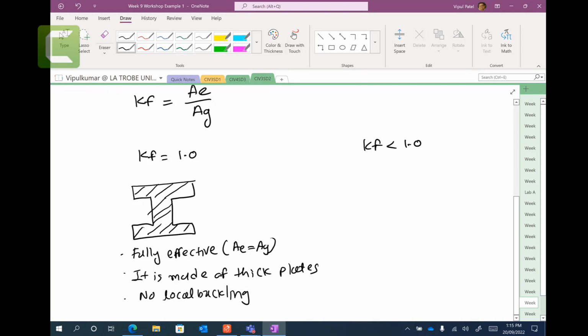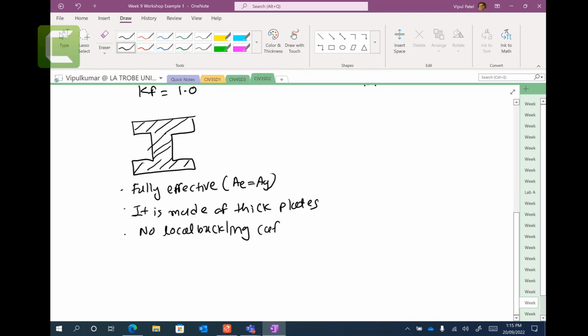Local buckling will occur. You can't avoid it. You can't make sections which are fully rigid, but the buckling should occur after yielding, and that's what we want. We want to yield the section first, and then the buckling occurs. You can't say that I have steel members which will not deform. It will buckle, like you have seen in the lab. But the buckling will happen after yielding. We want to utilize the materials, meaning we want to get the capacity.